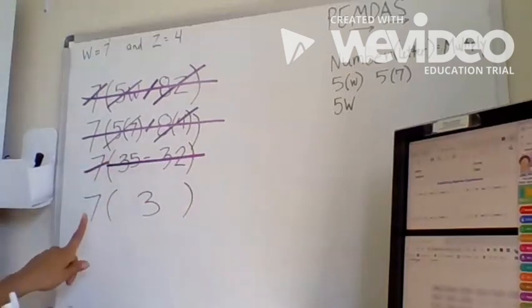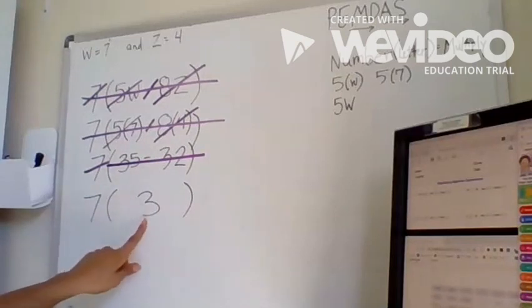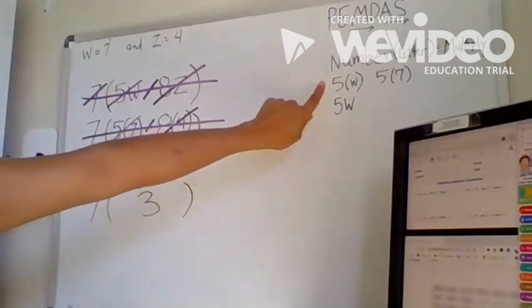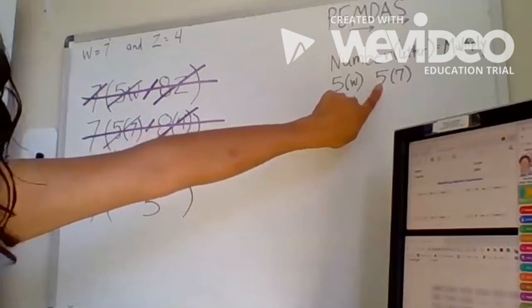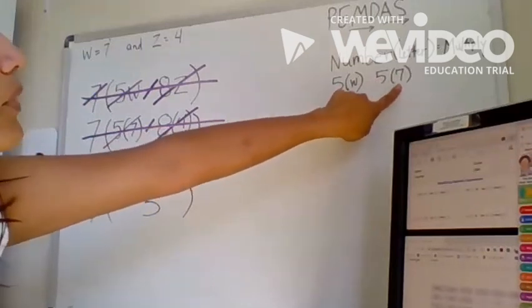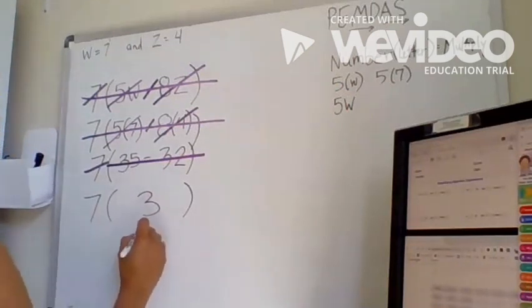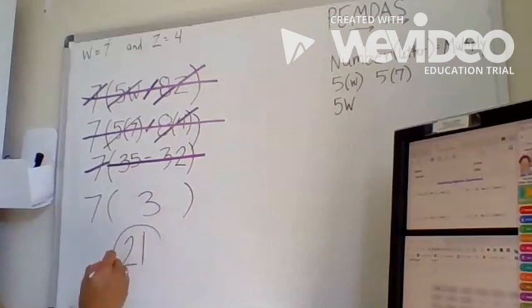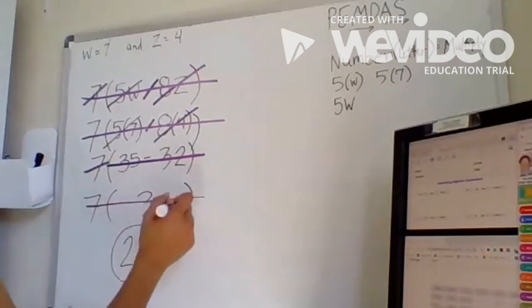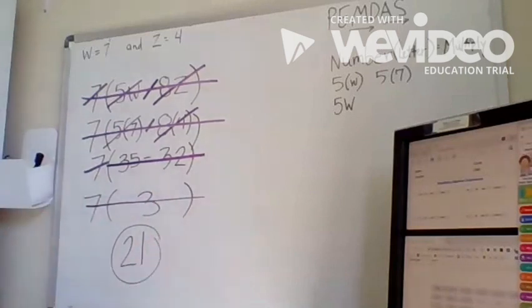Now, this says 3 times 7. Remember? So I have a number with a number in parentheses. So I just need to solve that. 7 times 3 is 21. I dealt with this one. I dealt with this problem. There's nothing left but my answer, so I'm done.